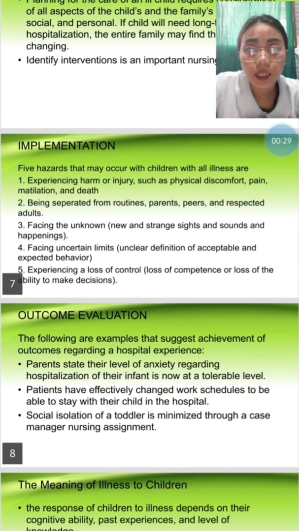And the second, being separated from routines, parents, peers, and respected adults, facing the unknown, new and strange sights, sounds, and happenings. So, the environment here is different, and the child will feel that. Facing uncertain limits and unclear definition of acceptable and expected behavior during hospitalization, experiencing a loss of control, loss of competence, or loss of the ability to make decisions.